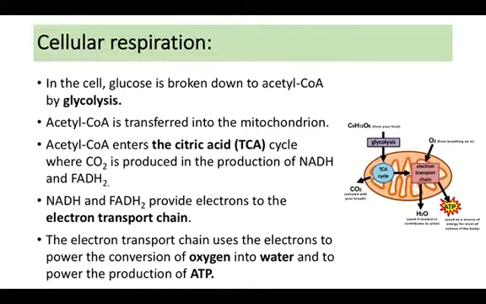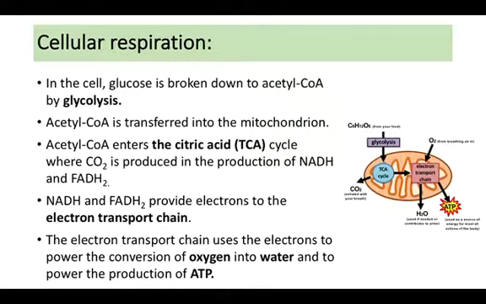Acetyl-CoA is transferred into the mitochondrion. Acetyl-CoA is going to enter the citric acid cycle, also known as the Krebs cycle, where CO2 is produced, and the production of NADH and FADH2. I like to refer to those as NAD and FAD because it makes it a little easier for the kids to remember NAD and FAD. They're electron carriers. The NAD and FAD provide the electrons to the electron transport chain.